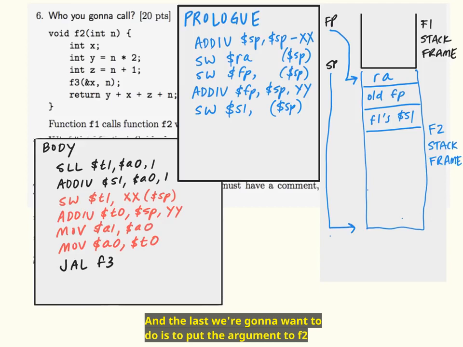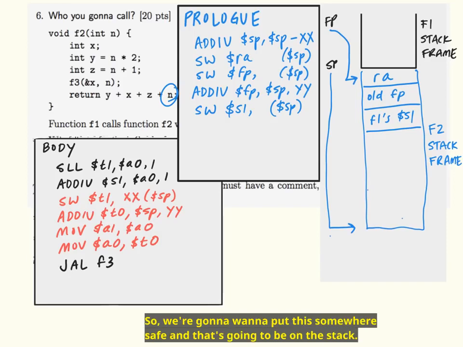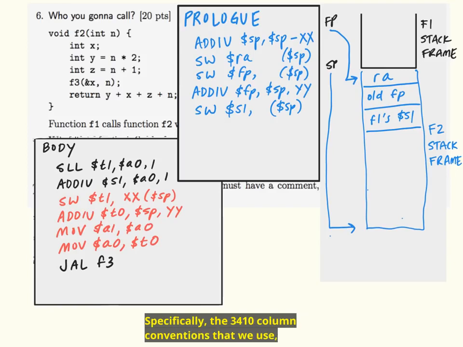And the last thing we're going to want to do is to put the argument to F2, which is currently living in A0, into a safe place onto the stack. Now, if F2 didn't call any functions, we wouldn't necessarily have to do this, but F2 is going to call F3, and we've already seen that after the function call to F3, we're going to need the value n right there. So we're going to want to put this somewhere safe, and that's going to be on the stack.